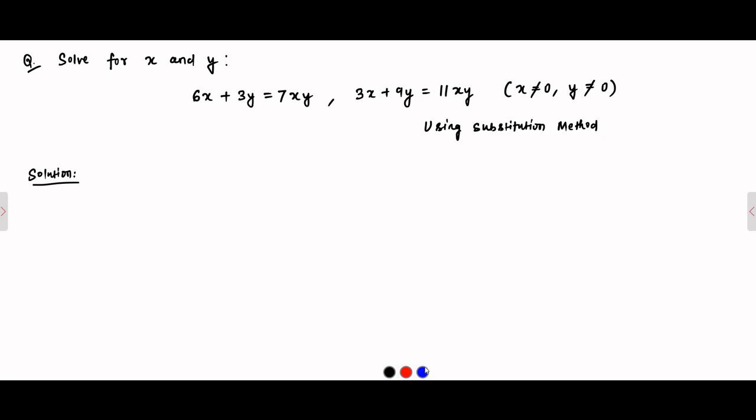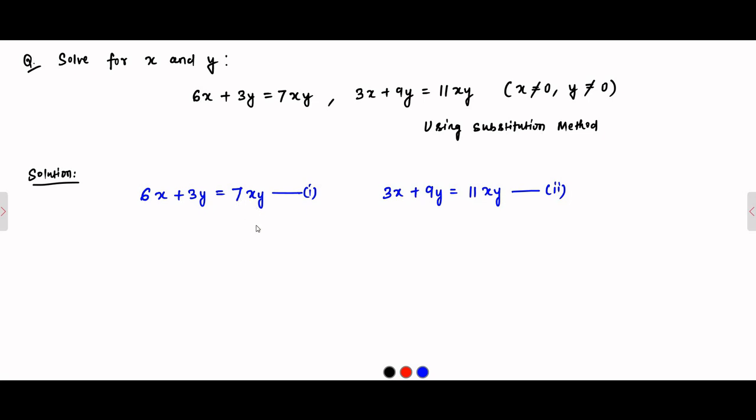First we write the equations in their present format: 6x + 3y = 7xy. Assign them numbers so that we don't lose track of the equations. So 3x + 9y = 11xy is equation number 2. Here the standard format is a1x + b1y = c, so we need a constant on the right side.